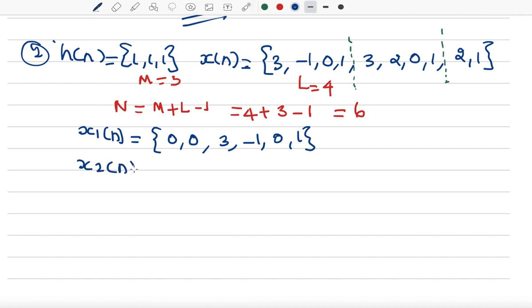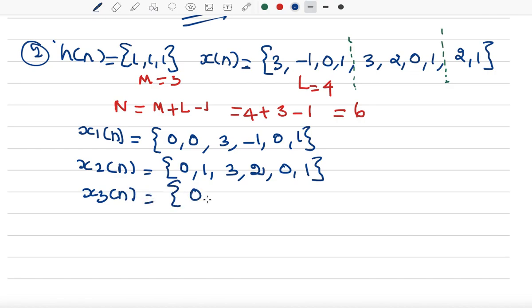Then what is x2 of n? Considering the previous m minus 1 terms. The previous m minus 1 terms are this one, right? 0 1. Okay, so 0 1 3 2 0 1. This is x2 of n. Then what about x3 of n? Considering the previous m minus 1 terms, x3 of n equal to 0 1 2 1, and we append zeros to make length n equal to 6.